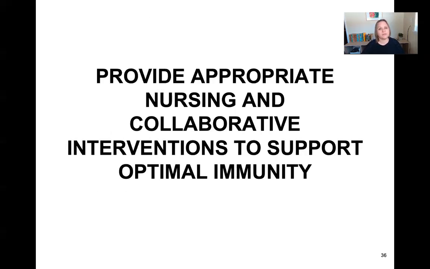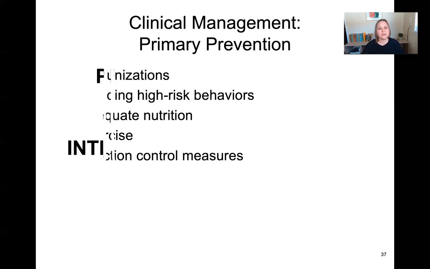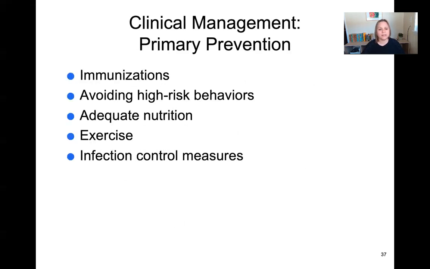Let's talk about collaborative interventions as it pertains to immunity. The primary thing we want to do is prevent this from happening in the first place. So we can prevent issues with the immune system by making sure patients have their immunizations so that they are not going to succumb to foreign invaders and they have a nice, strong immune response. We're going to encourage avoiding high-risk behaviors, not sharing needles if they are drug users, and using condoms for sexual practices. We're going to encourage adequate nutrition so that our body has strength and energy and vitamins to fight off foreign invaders.